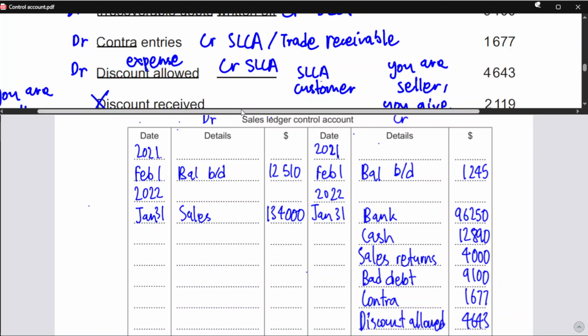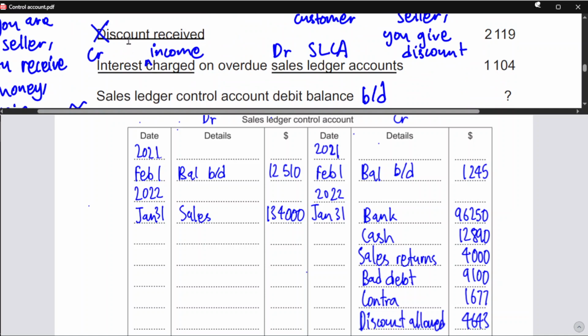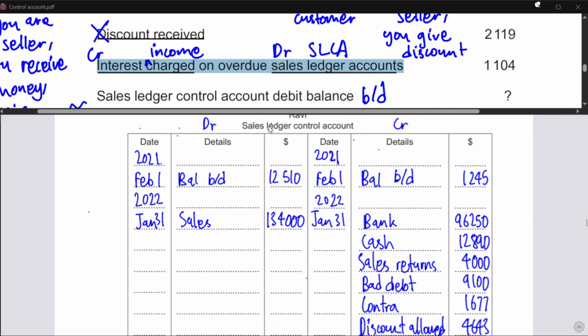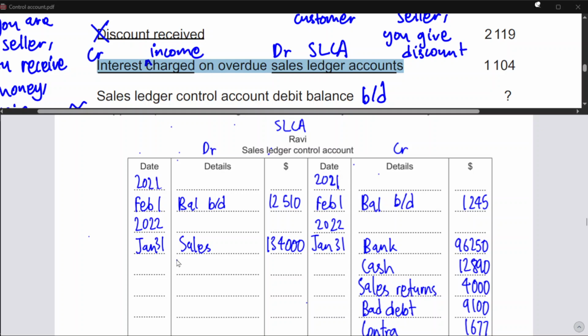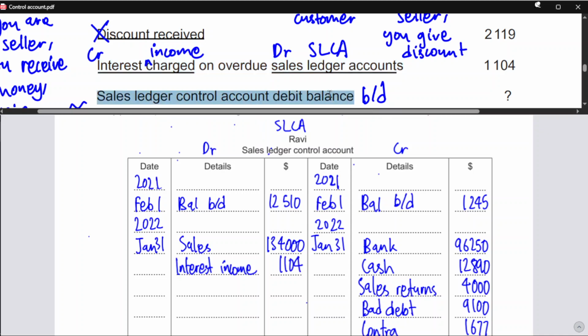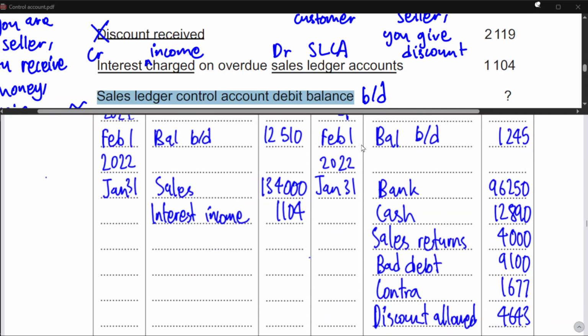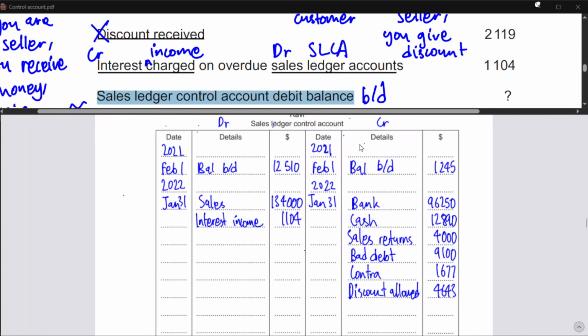Okay. Continue. This one ignore this one. SLCA debit interest income. Okay. Continue. This one is say balance BD. I'm not sure what he say this one.